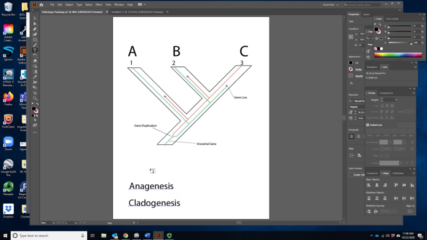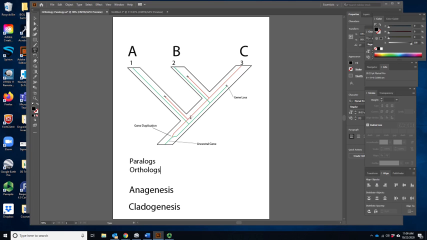Right, so we have 2 types of homology that we are going to be talking about here. We have paralogs, which are 2 genes that can trace their history back to a duplication event. That's where they get a common gene ancestor. And then we have orthologs, which are 2 genes that can trace their common history back to a speciation event.